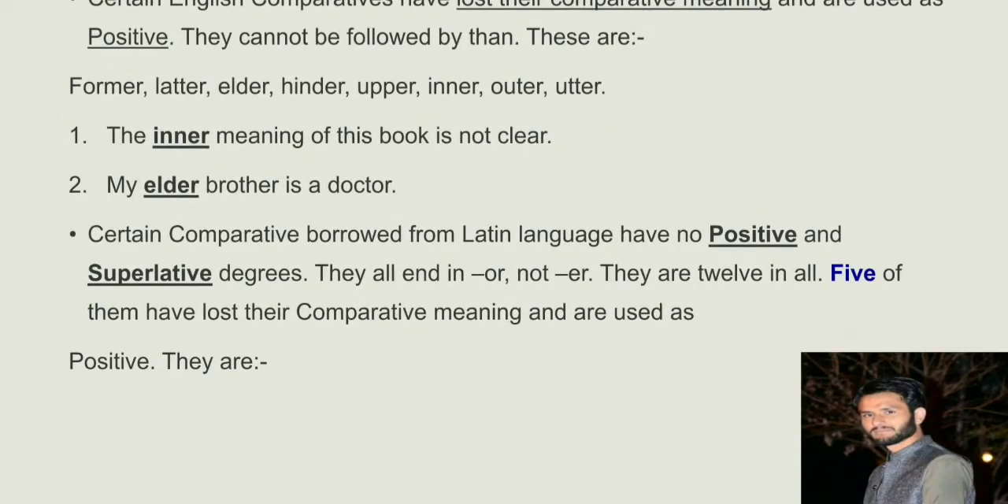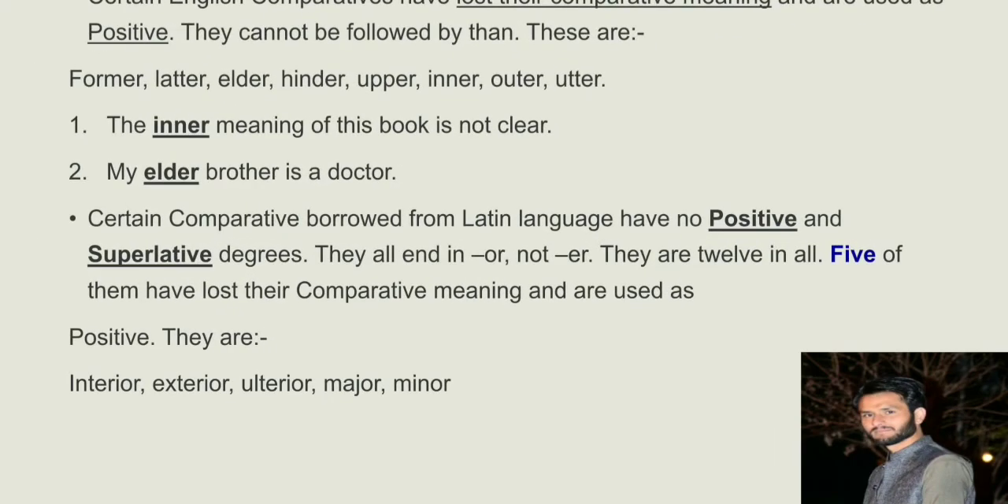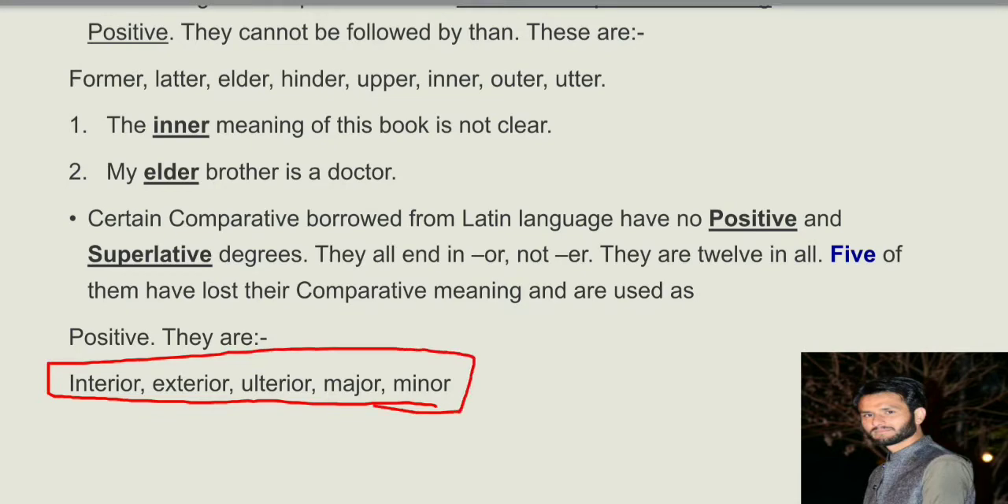Next, certain comparatives borrowed from the Latin language have no positive and superlative degrees. They all end in or, not er. They are twelve in number. Five of them have lost their comparative meaning and are used as positive. They are interior, exterior, ulterior, major, and minor. These five cannot be used as the comparative degree.